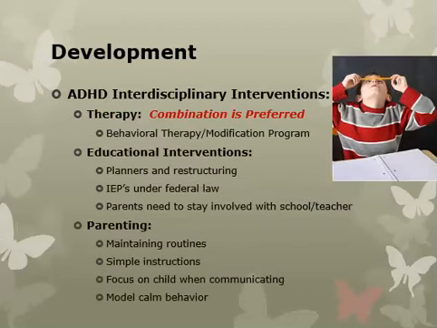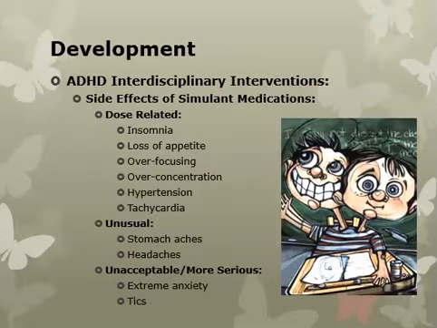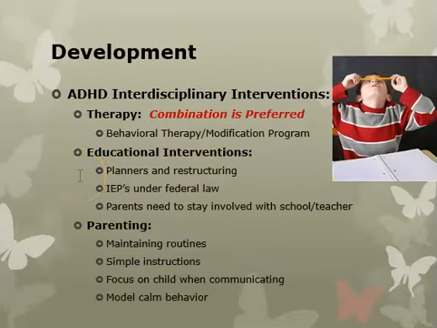All right, now, right here, oh, we went further. Interdisciplinary interventions. It's bright red. Combination is preferred. So what we're saying is there is not just one way to treat a child with ADHD. If you only use one way, you're not going to be as successful. It takes a plethora of different treatments to help support each other and to make the child successful.